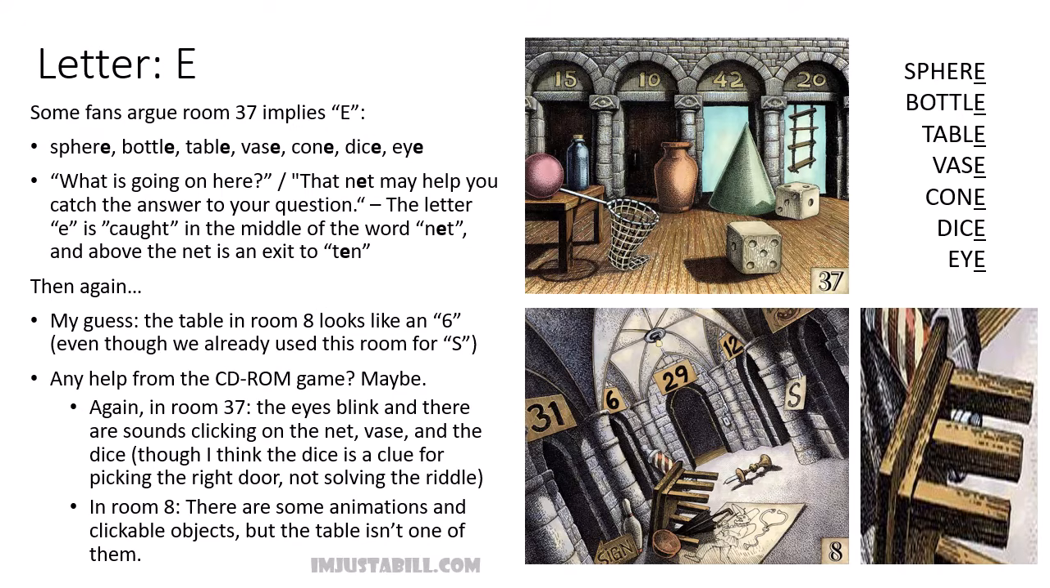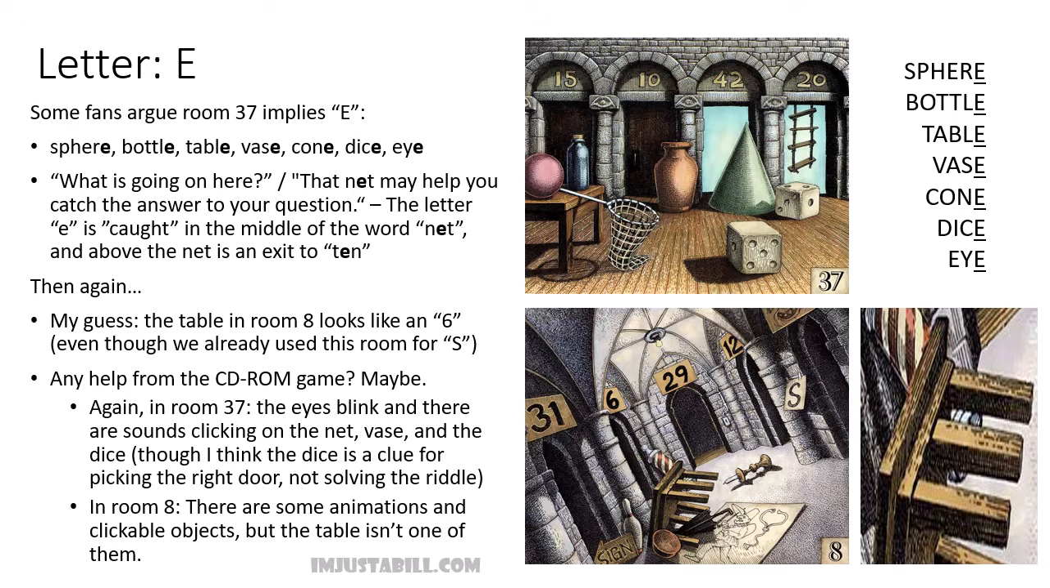The letter E. Well, on the shortest path back from room 45, we take room 15 to room 37. And some fans have argued that while we have a bunch of H words in the previous room, we have a bunch of E words in this room. Not words beginning with E, but words ending with E. A sphere, a bottle, a table, a vase, a cone, a pair of dice, eye. And we're also told in the dialogue that the net may help you catch the answer to your question. And net, N-E-T, well, there is an E caught in the middle of it.